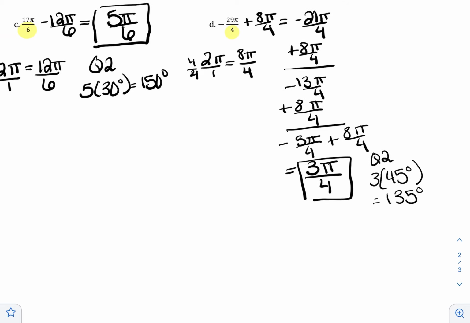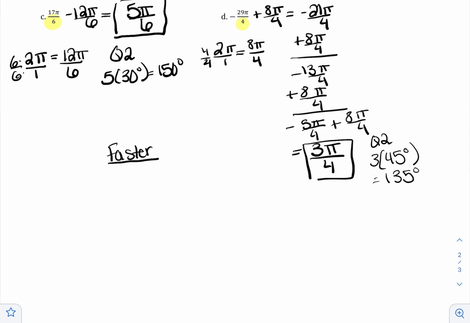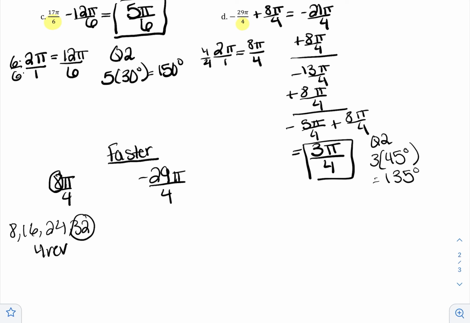Now, there is a trick, a faster method of doing D. And if this makes you feel uncomfortable, you can still do it one at a time. It's okay. The faster method of doing D is to look at what 2 pi is, which is 8 pi over 4, and to look at what you're trying to make positive, which is negative 29 pi over 4. So you would look at multiples of 8. So it would be 8, 16, 24, 32. And what I would see is that I am going to need to add 4 revolutions to make it positive. So what you could do is add 32 pi over 4 immediately and that gives you 3 pi over 4.